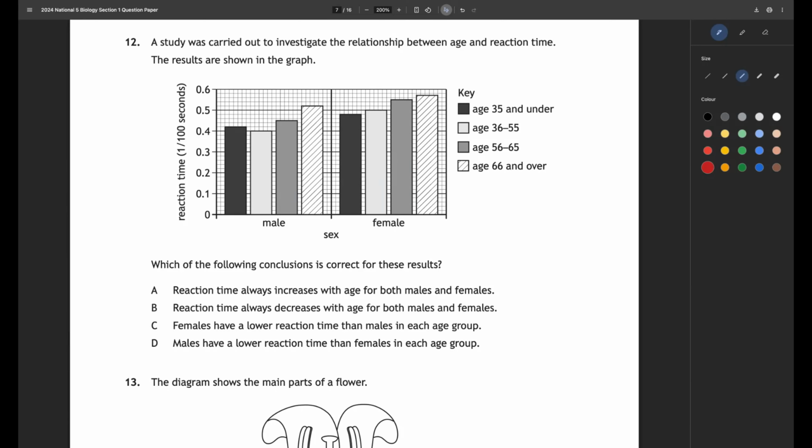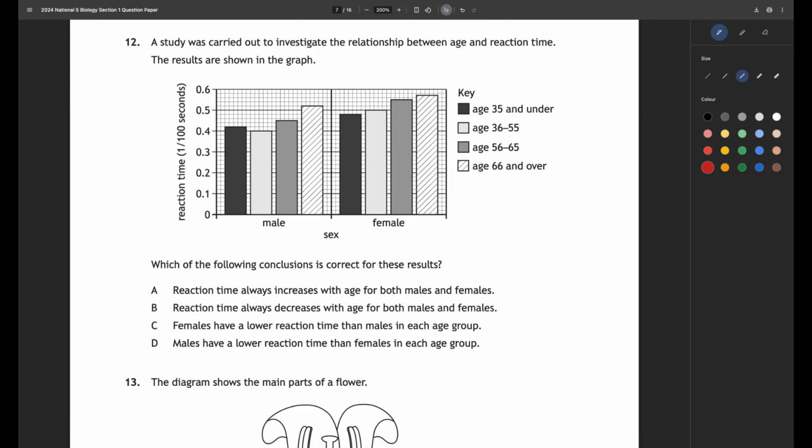So A, reaction time always increases with age for both males and females. So if we look at the data, reaction time does increase with age for females. However, for males, it actually goes down between the age 35 and under to the age 36 to 55. So A is not correct. B, reaction time always decreases with age for both males and females. Again, we know that's not true from the data.